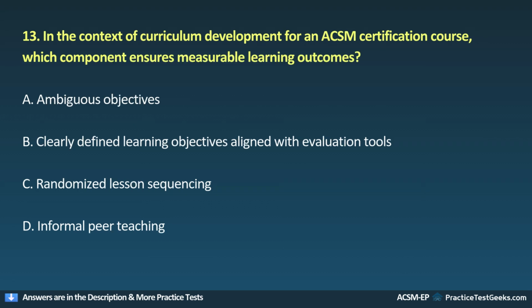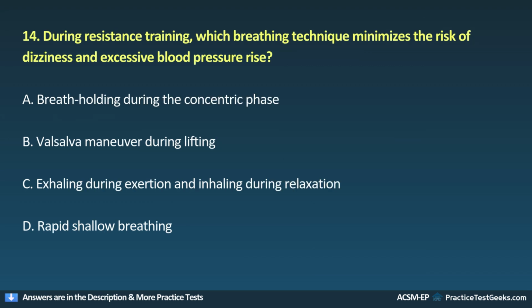13. In the context of curriculum development for an ACSM certification course, which component ensures measurable learning outcomes? A. Ambiguous objectives. B. Clearly defined learning objectives aligned with evaluation tools. C. Randomized lesson sequencing. D. Informal peer teaching. 14. During resistance training, which breathing technique minimizes the risk of dizziness and excessive blood pressure rise?